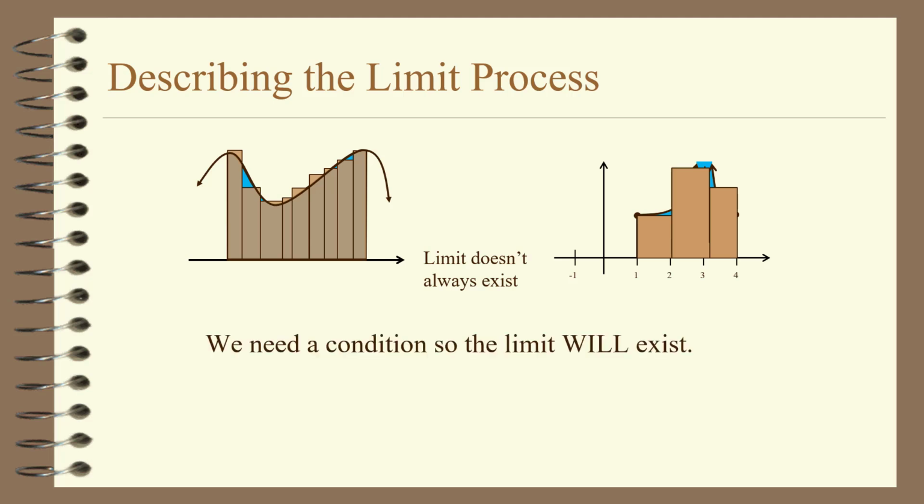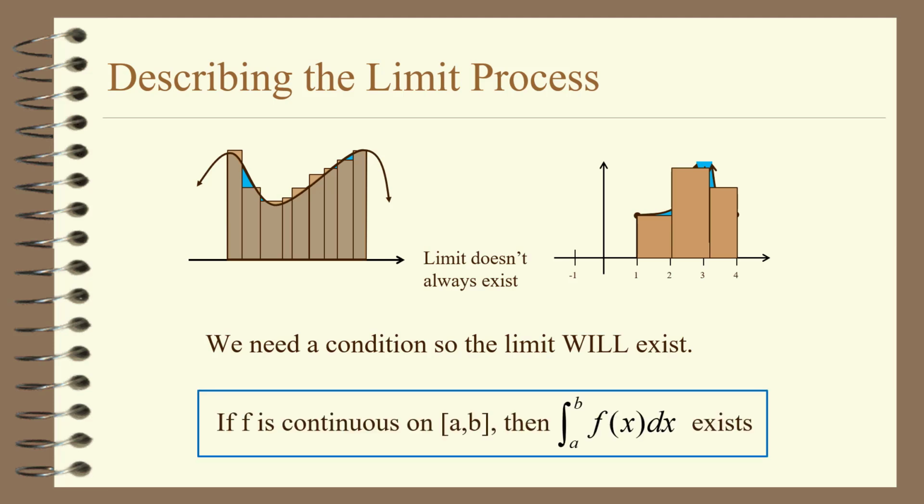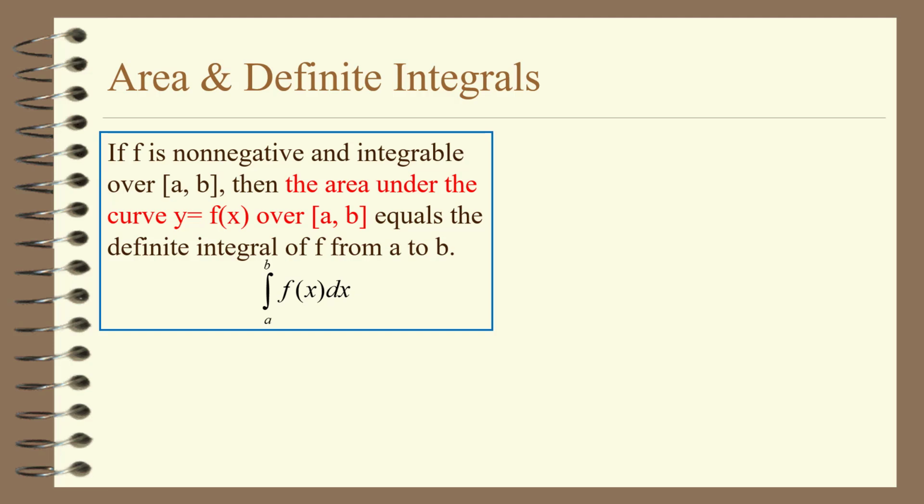What we need, then, is a condition so that the limit of the Riemann sums will exist. And without proof, as long as the function is continuous on a closed interval, the definite integral from a to b of f of x dx will be a number. The limit of the Riemann sums will always exist. In addition, if f is non-negative and integrable over the interval from a to b, then we'll just define the area under the curve y equals f of x over the interval from a to b to equal the definite integral of f from a to b. So this symbol, in this case, corresponds to area.